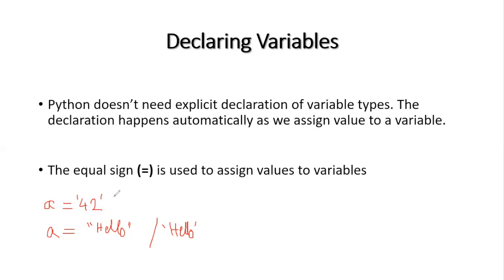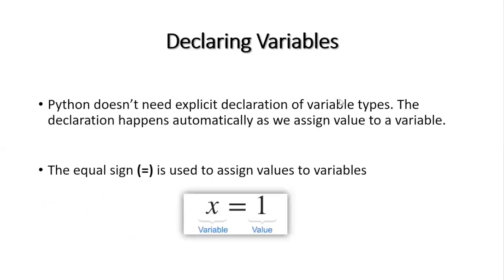All right. So the equal sign is used to assign the variables as I have shown. All right. Now, so I have given an example. Here x is the variable, equal to is the assignment, and 1 is the value over here.